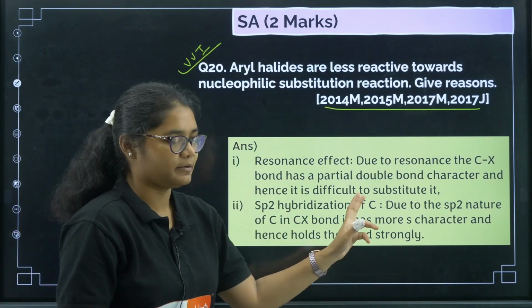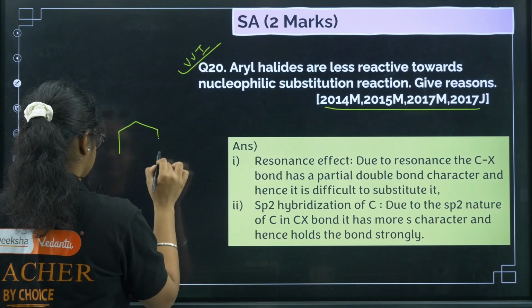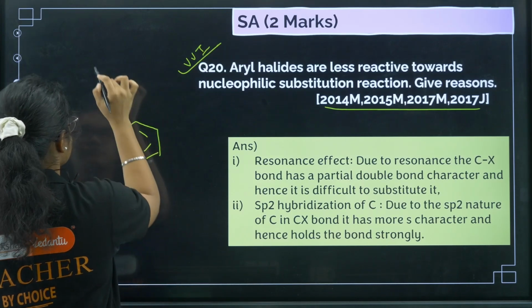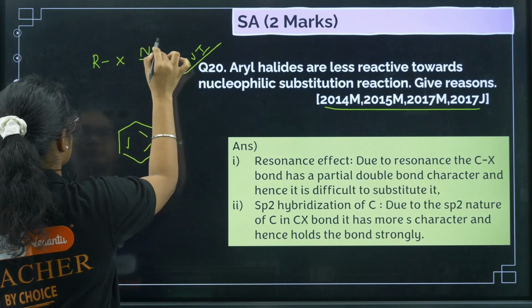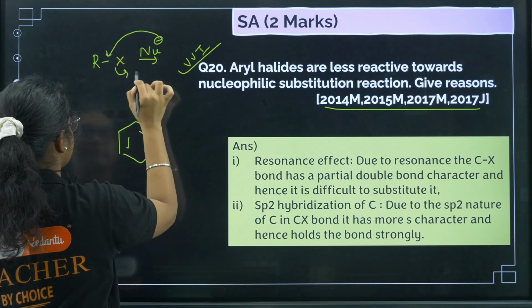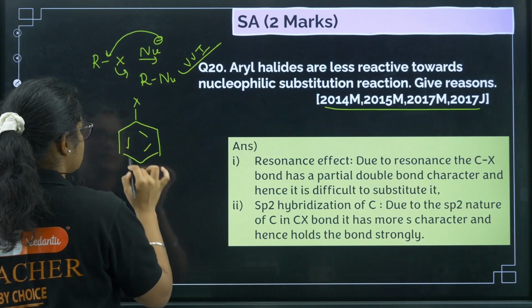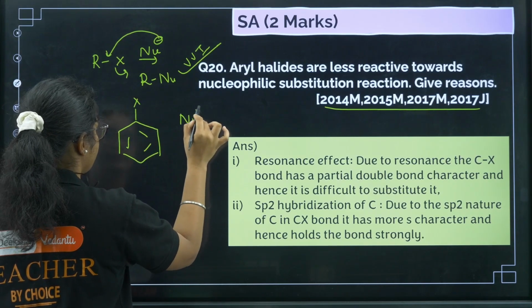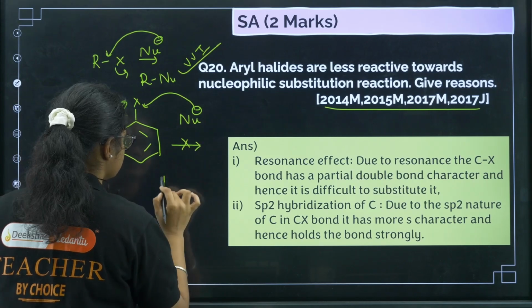Then the sp2 hybridization of the carbon. Suppose you have any R-X and a nucleophile comes, then easily this reaction will take place. This is very easy. But the same thing, if it is a benzene ring and a nucleophile comes to replace this one, this reaction does not take place.